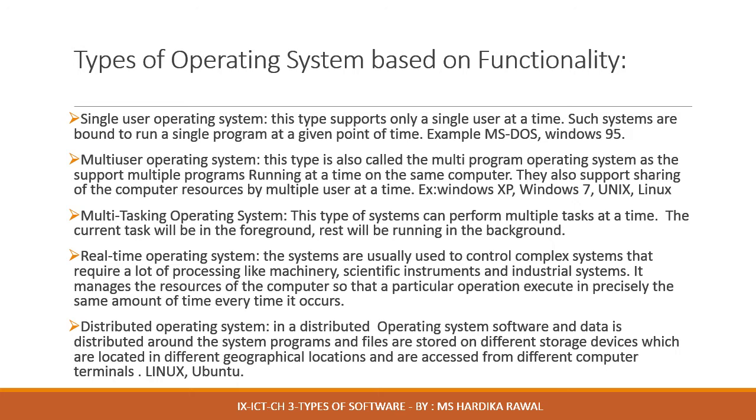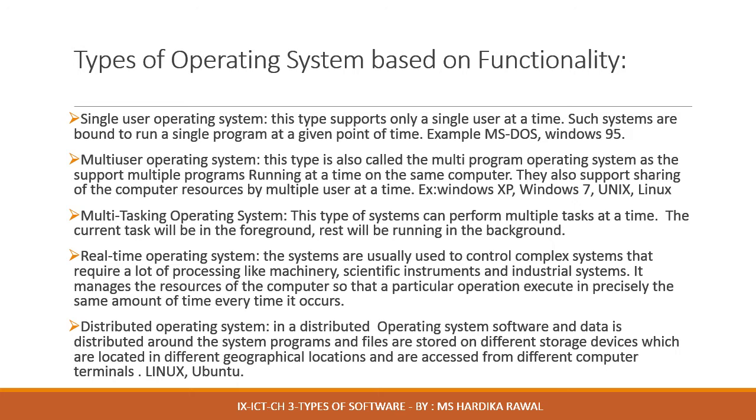Next is multi-user operating system. This type is also known as the multi-program operating system, as they support multiple programs running at the same time on the computer. They also support the sharing of the computer resources by multiple users at a time. Next is multitasking operating system. All multi-user operating systems support multitasking also. This means that multiple tasks can be performed by the CPU at a time. You can simultaneously type a letter, work on an image, and also print at the same time. In such cases, the current task runs in the foreground and the others run in the background.